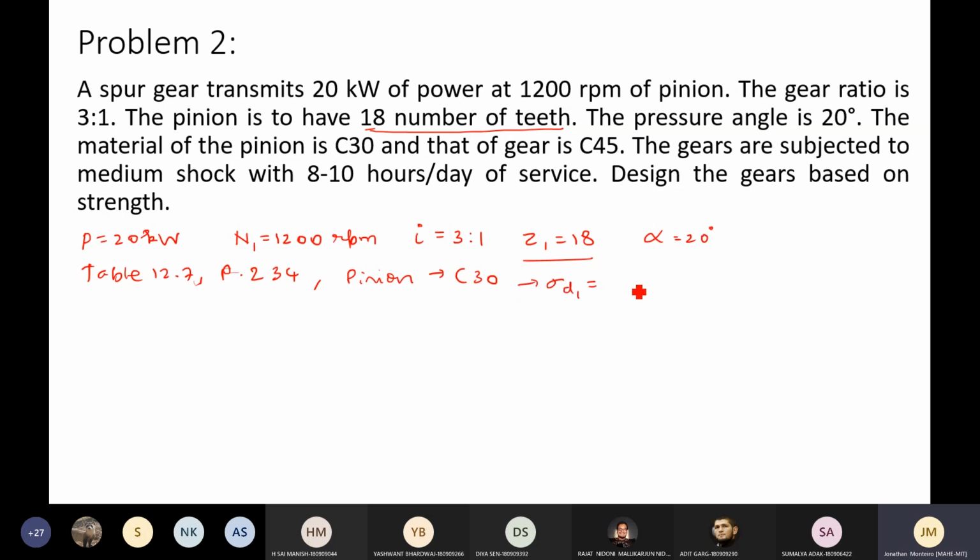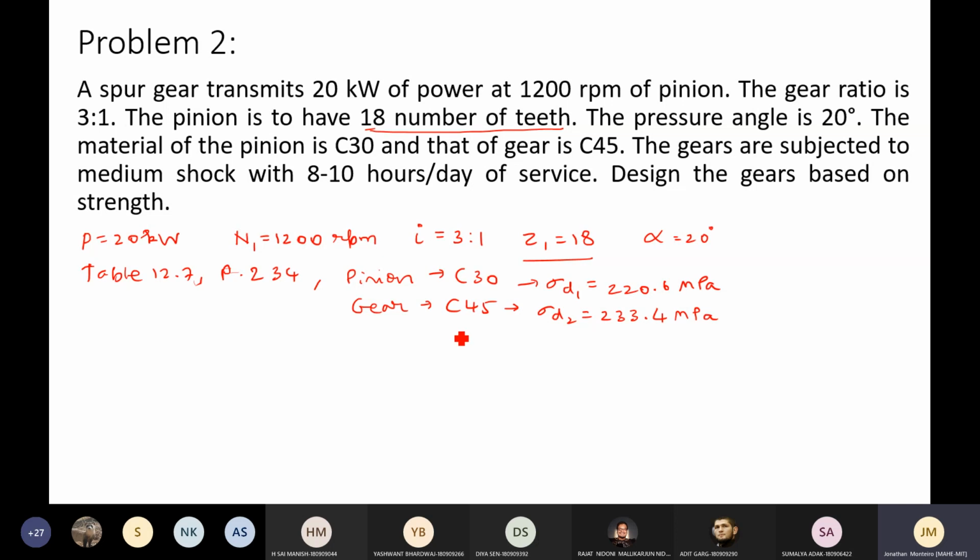Sigma D1 is equal to 220.6 megapascals, and gear material is C45. It is given untreated, 233. Sigma D2 is 233.4 megapascals. So this is one thing that we can make out directly, the sigma D values.